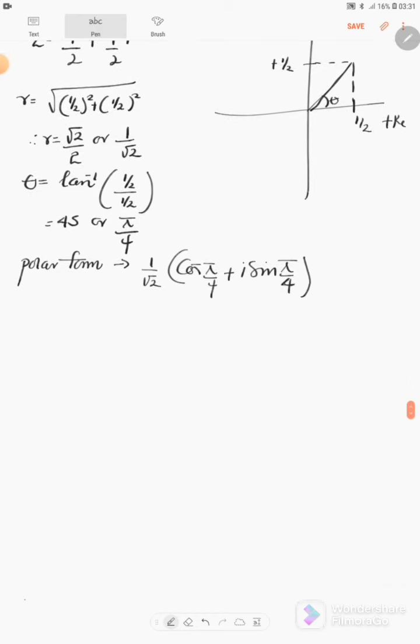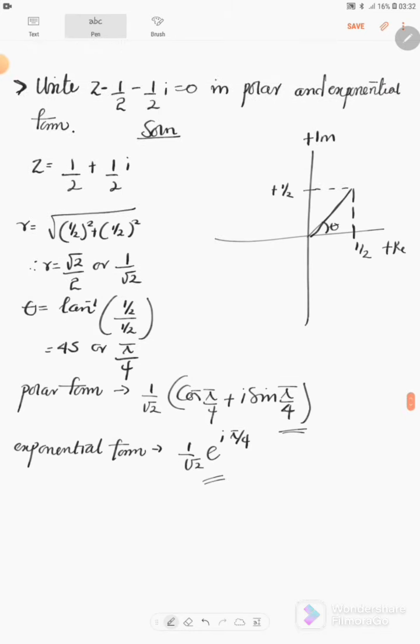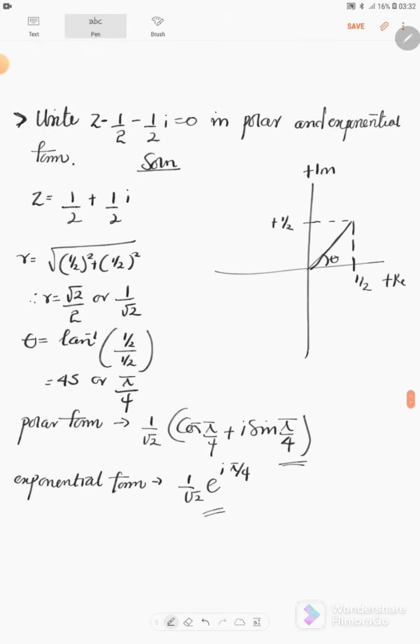Now let's go to exponential form. I can't spell exponential. Exponential form. This will give us our r as 1 over root 2 exponential i pi over 4. It's not that hard. I'll give you like 5 seconds to go through it, z equals 1 over 2 plus 1 over 2i, before I move to the next example.